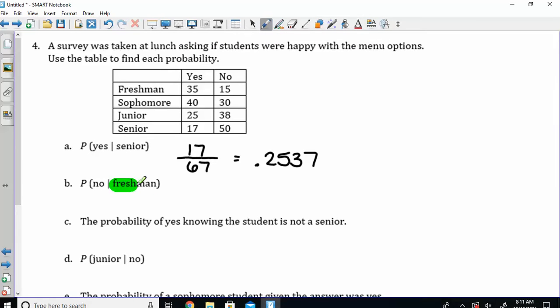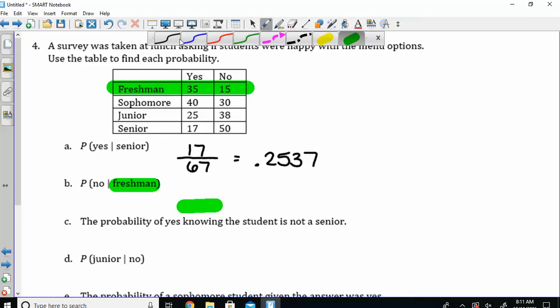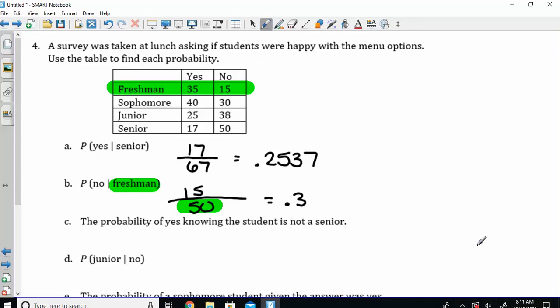So what you need to remember about conditional probabilities, it's not that it's hard, but you have to remember what goes where. Your condition is the denominator. So no given freshman. That means the only thing I'm going to look at here are the freshmen. How many freshmen are there? And how many of those said no? So 15 out of 50, which is 0.3. You guys see where I'm getting these? Is this helping at all, going over this stuff?